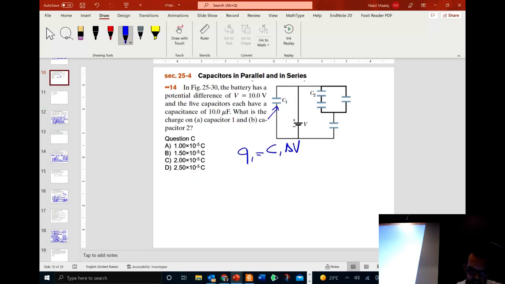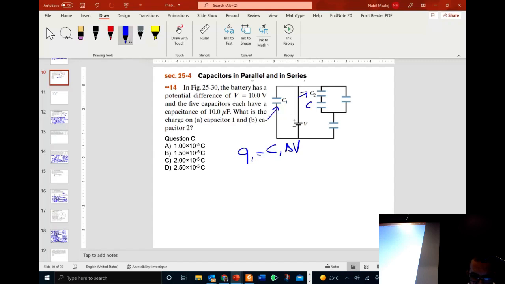Okay, the next one, we are asked for the charge on capacitor C2. In order to do this, we cannot do it directly, unfortunately, because we do not have the voltage. So in order to determine the charge, we need to determine the voltage. And in order to determine the voltage, the best way is to simplify the circuit, determine the equivalent capacitance, and then work backwards in order to determine the charge and voltage for all the capacitors.